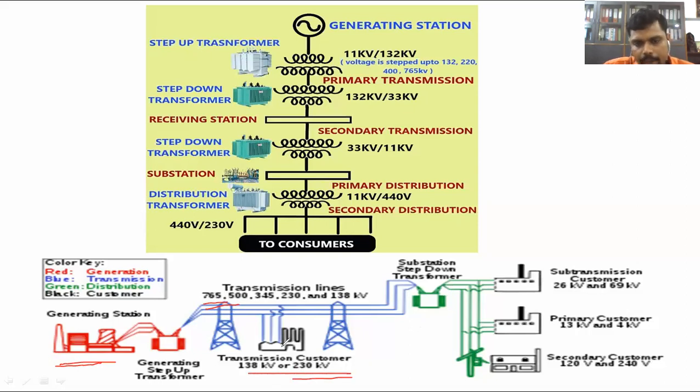Again, this is the primary transmission line, the secondary transmission line, and the distribution is classified into two types. Again, a step down transformer feeds the primary distribution system as well as the secondary distribution system. In the primary distribution system, the operating voltage is 11 kV, and in the secondary distribution system, the operating voltage is 440 or 400 volts.